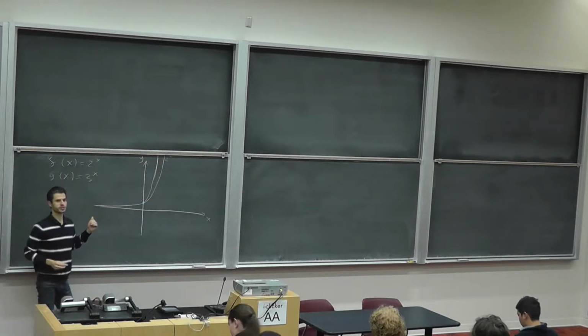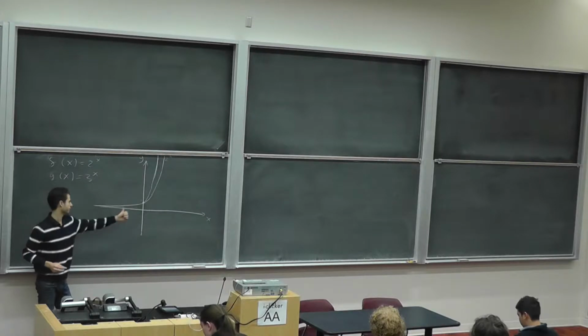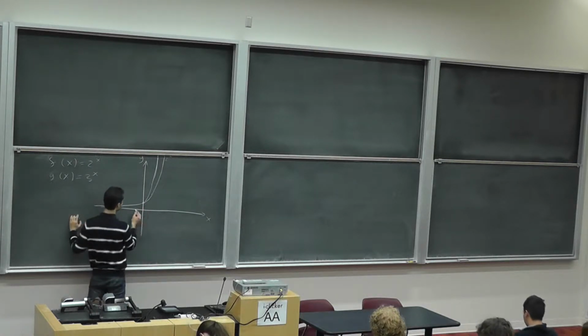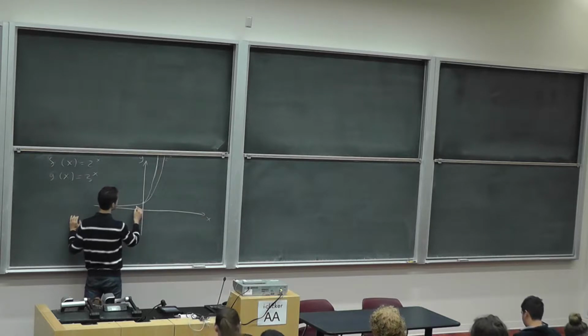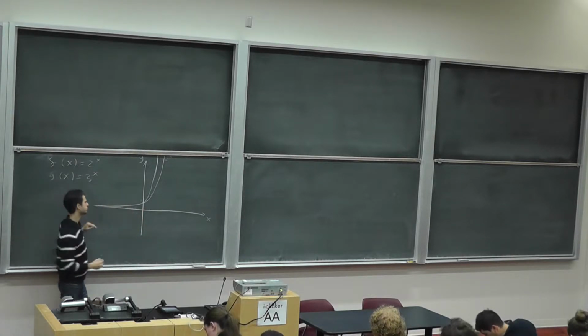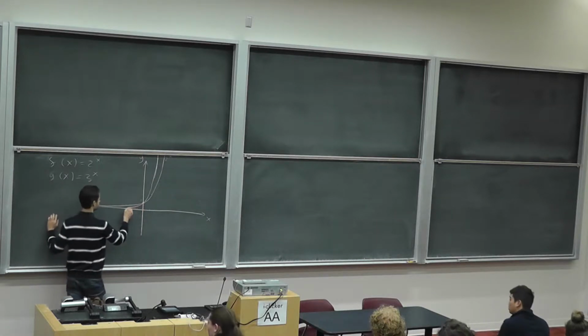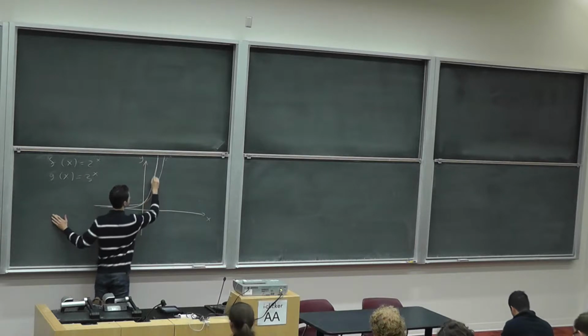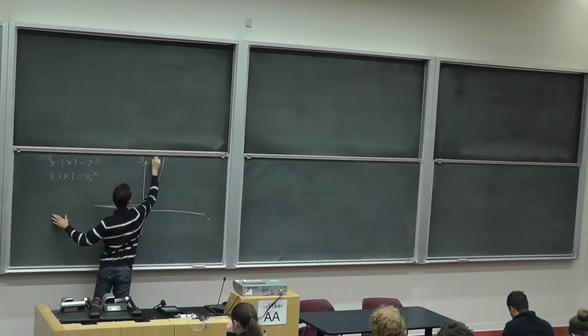To the left, what happens? If I go to the left, does it decay faster or slower than this? Faster, yes. So every step to the left I'm taking, the value of the function now gets divided by 3 instead of by 2. So it is decaying even faster. So that would be 3 to the power x.